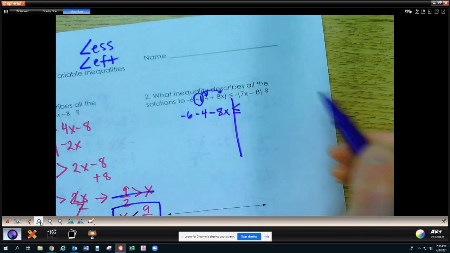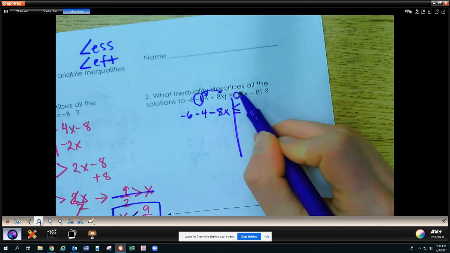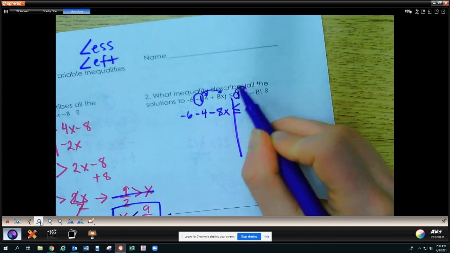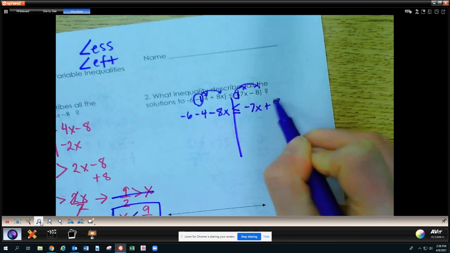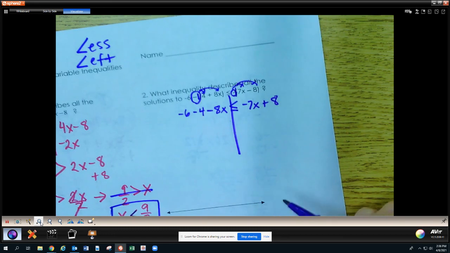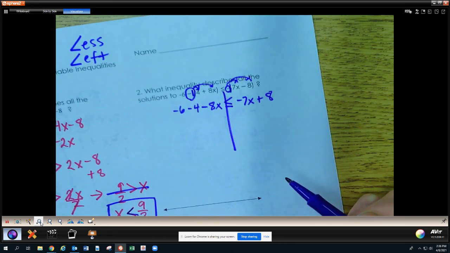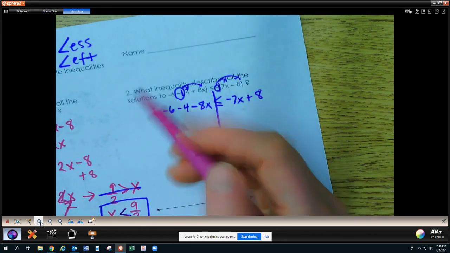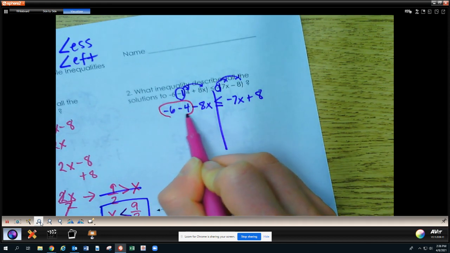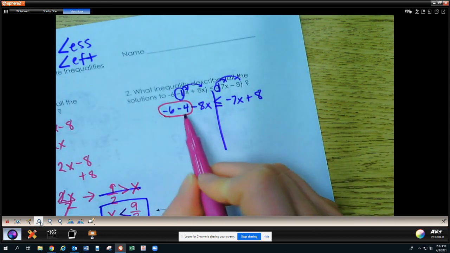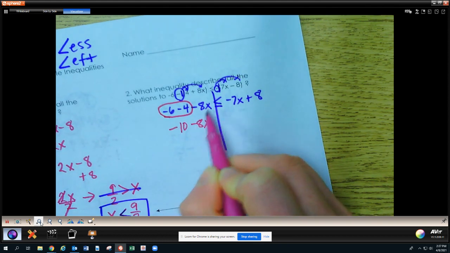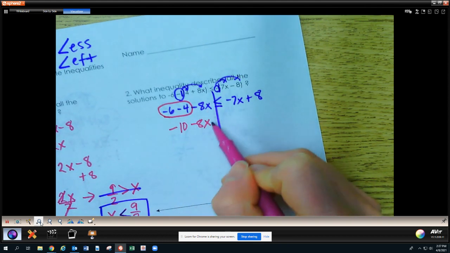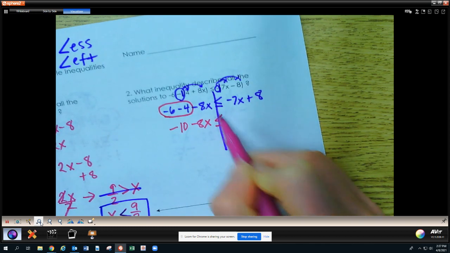Alligator with the line. Here we're distributing another -1. Gives me a -7x plus 8. Basically changes all the signs. Okay, we're ready to combine some like terms. Here's some like terms. Our constants without the x. -6 minus 4 is -10. And then that -8x doesn't combine with anything. Bring down the alligator.